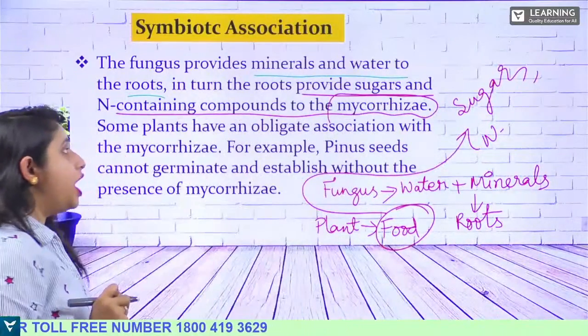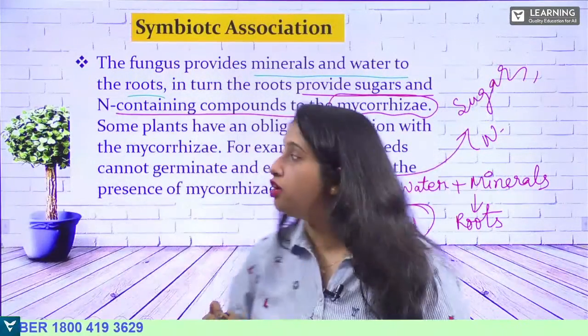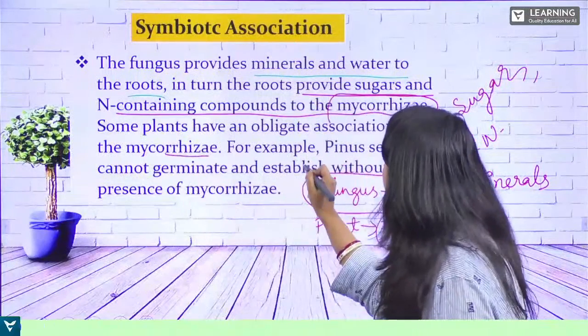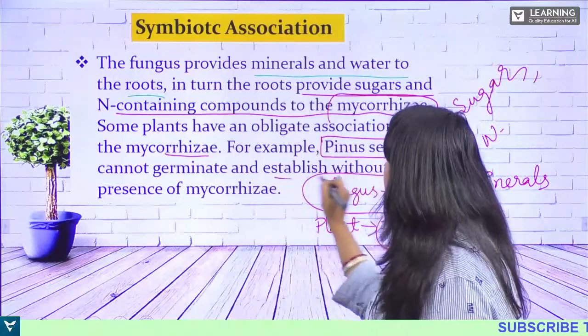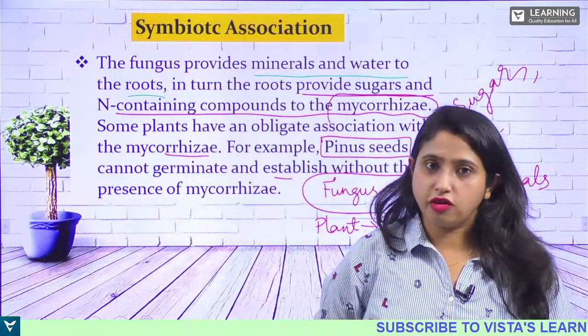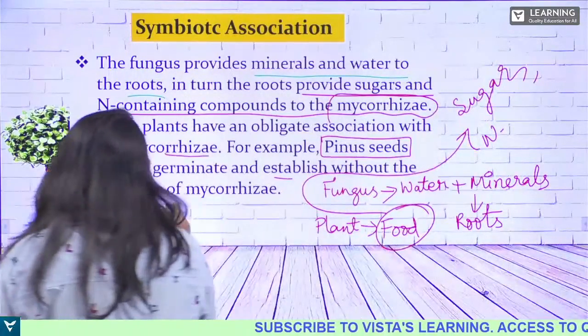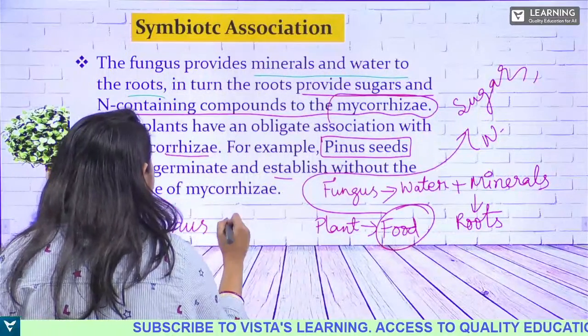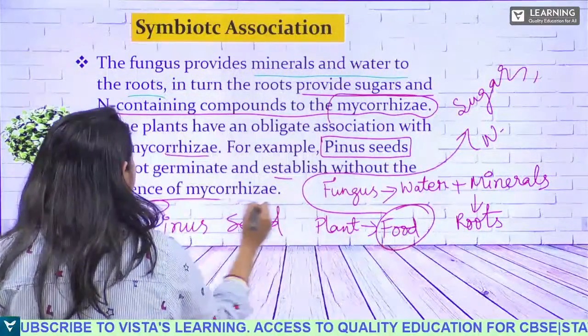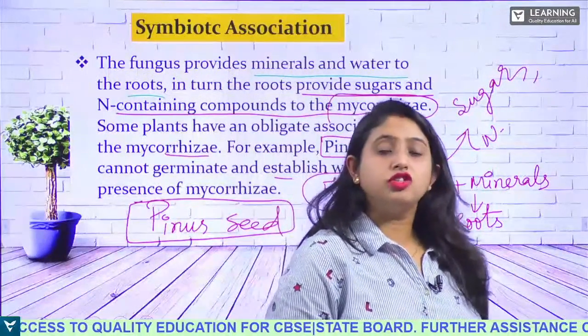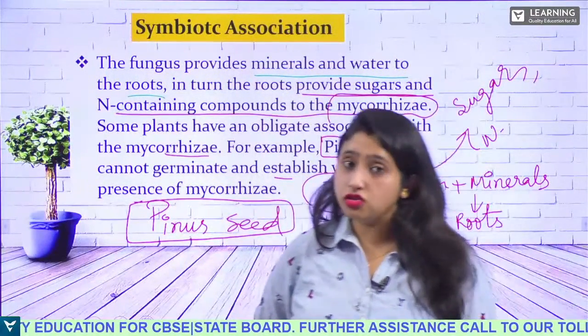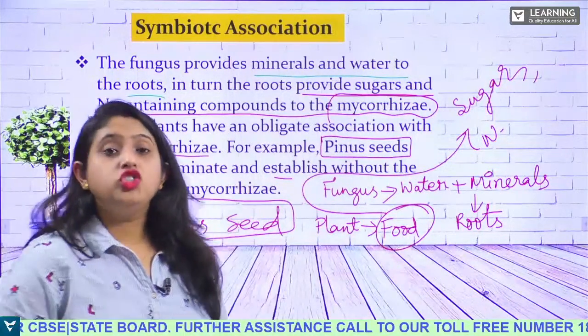Some plants have an obligate association with the mycorrhiza. For example, peanut seeds cannot germinate and establish without the presence of mycorrhiza. So the peanut seed needs the association of mycorrhiza. Without the association of mycorrhiza, it cannot germinate.